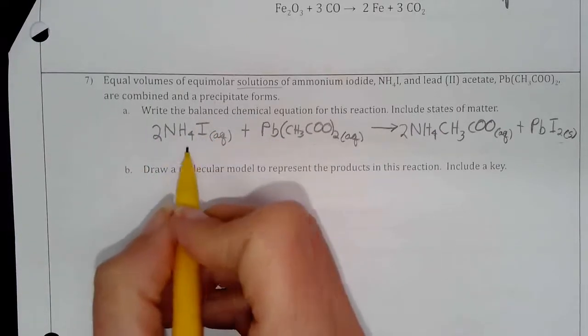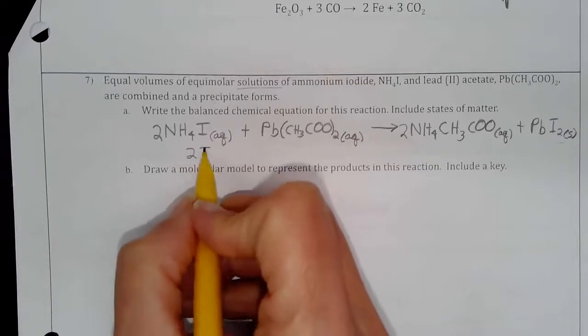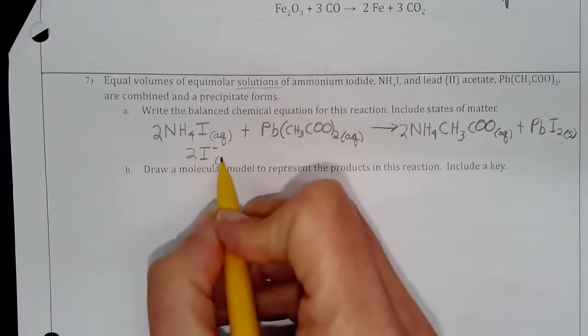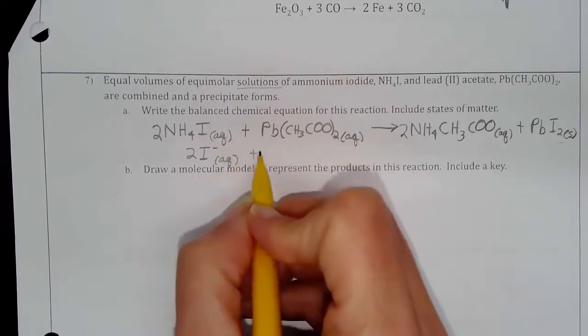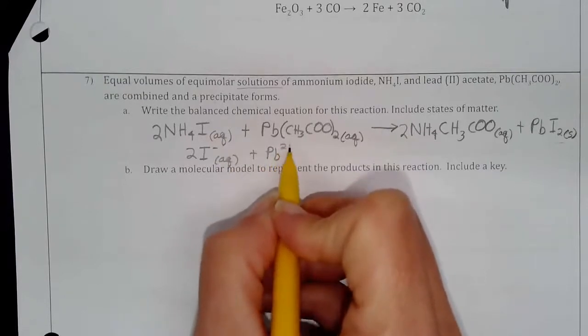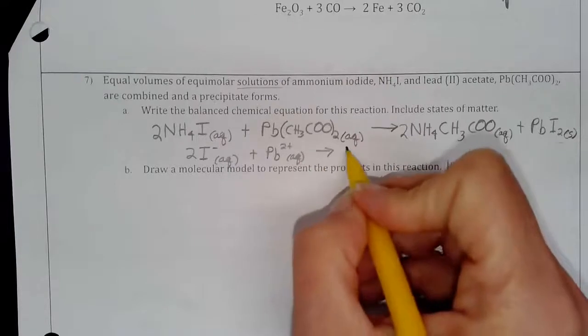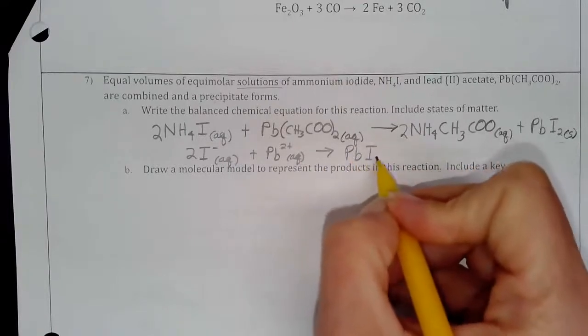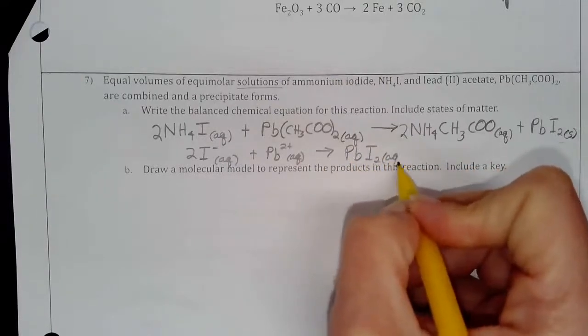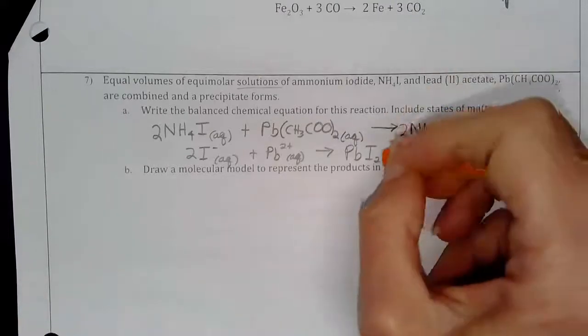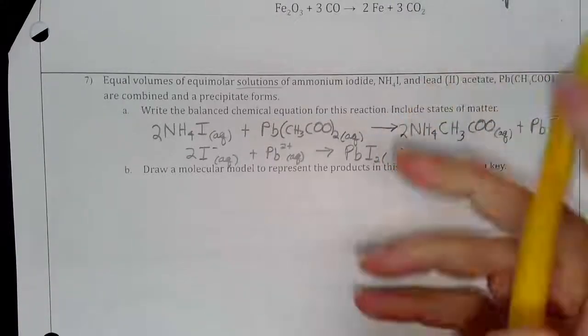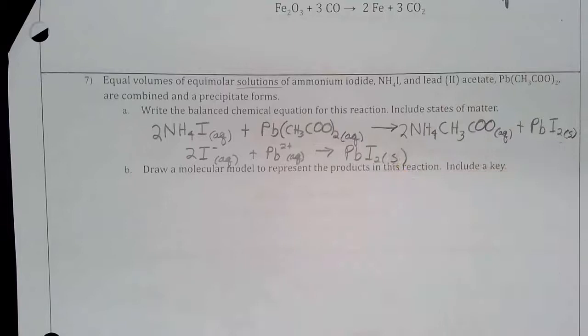We could write a net ionic equation for this. It wasn't asked for, but that would be 2 iodide ions plus the lead 2 ion form lead 2 iodide. Not aqueous. Solid. That's why we have a reaction.